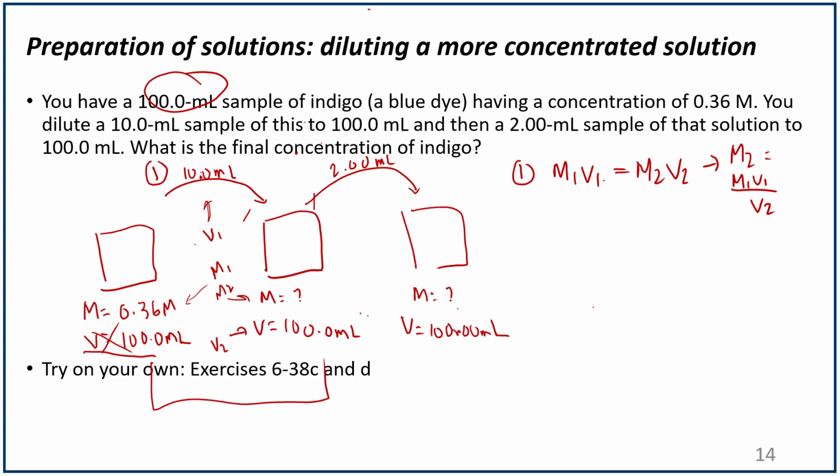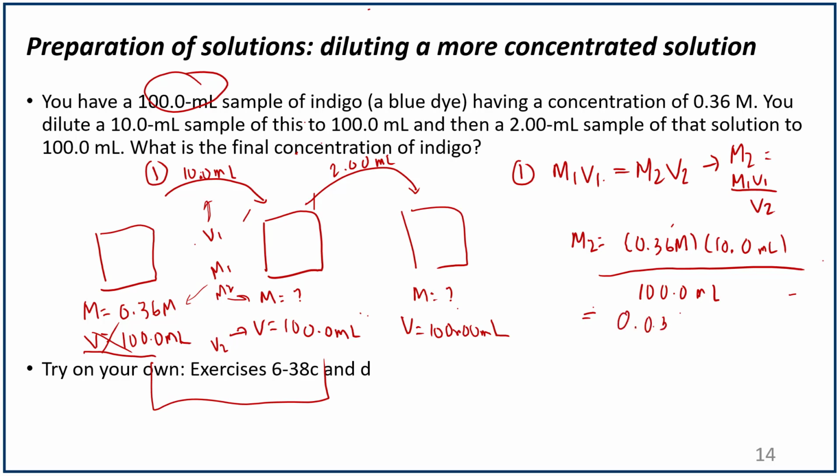So here M2 is just 0.36 molar, that's M1, times V1. Again, I don't really need to convert. As you will see later, the units will cancel out. This is 10 ml, not 100 ml, so there's a dot there. 10 ml divided by the new volume V2, which is 100.0 ml. And this will just give you 0.036 molar. Okay, neat.